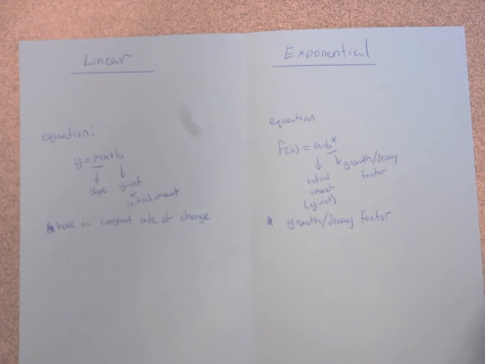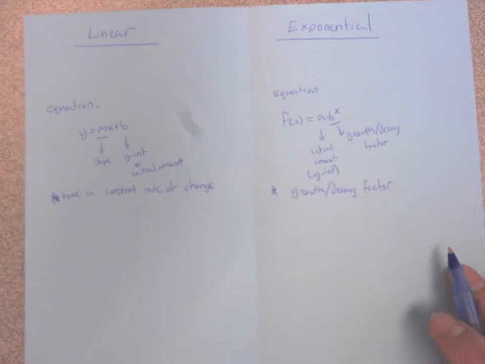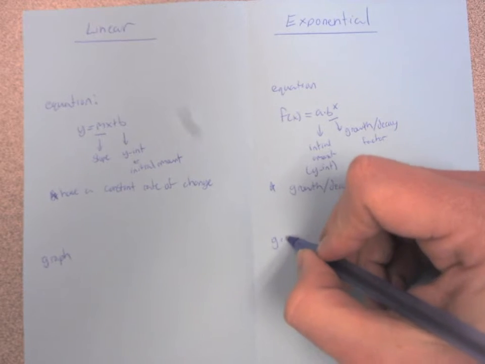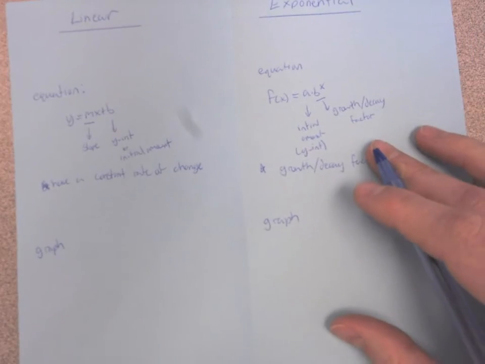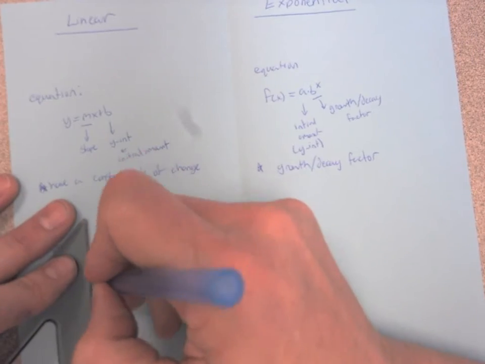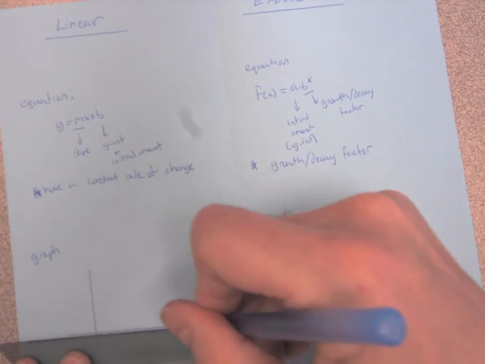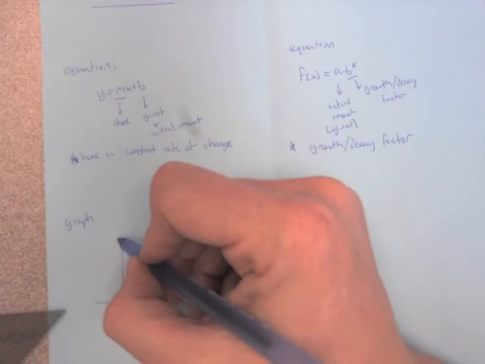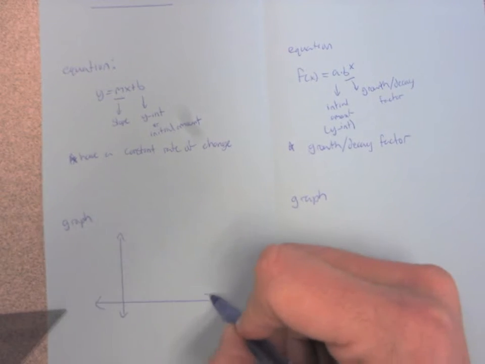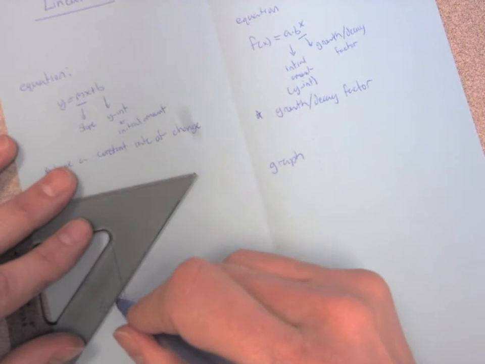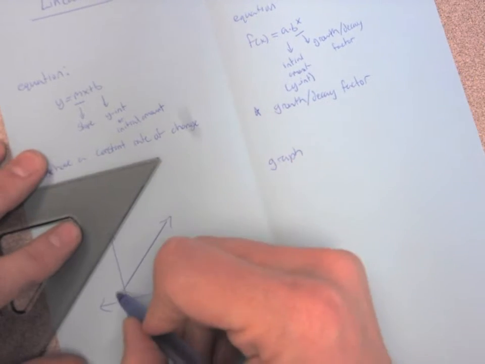Now let's take a look at some graphs. Okay, how do they differ? So we're going to do a graph for an exponential and a graph for a linear. Okay, well, linear means line, right? So when you graph a linear function, it should look like a line. So if we have an axis, similar to what we did in class today, you might see a linear function that looks something like this.